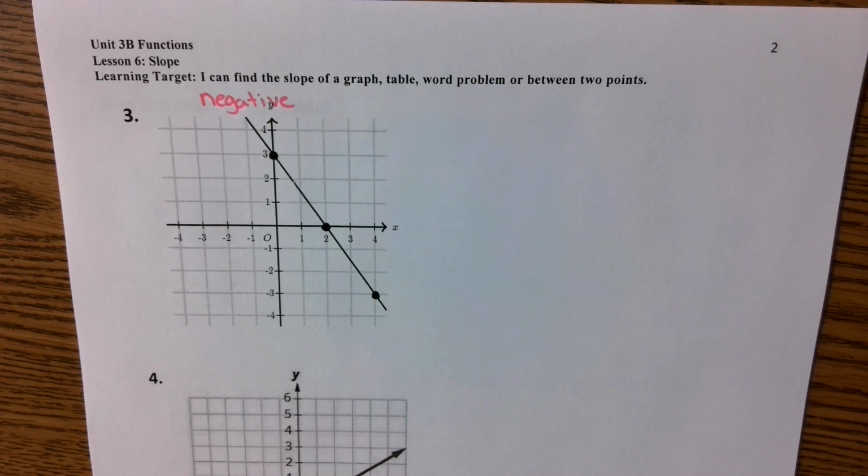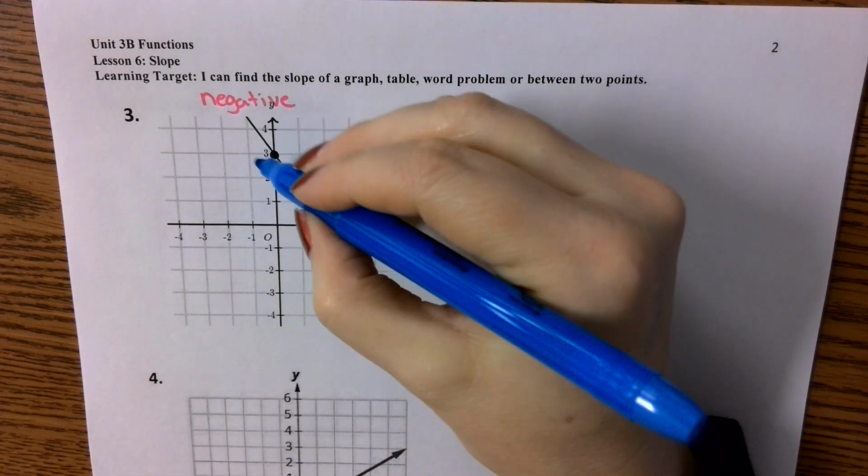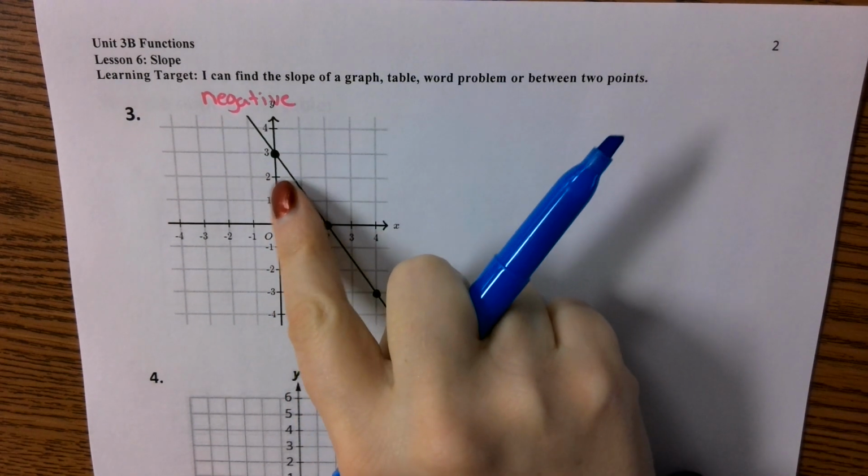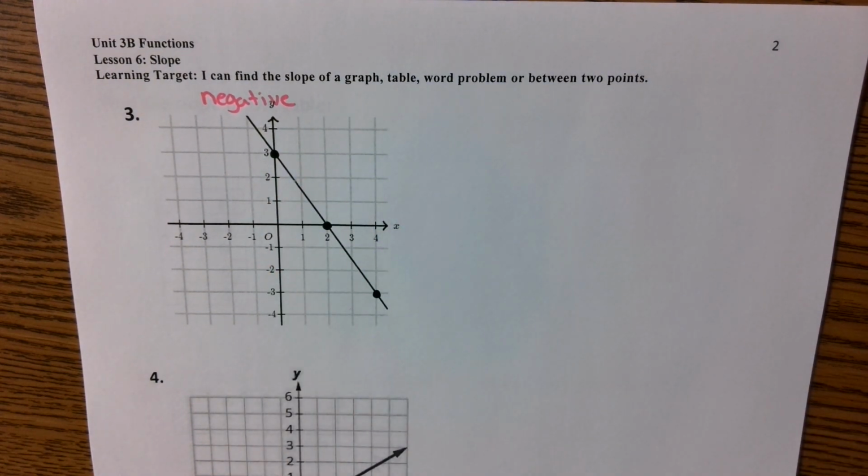When I'm looking at this graph, I need to make sure that I'm counting intervals, because sometimes your grid is not going to count as an interval.